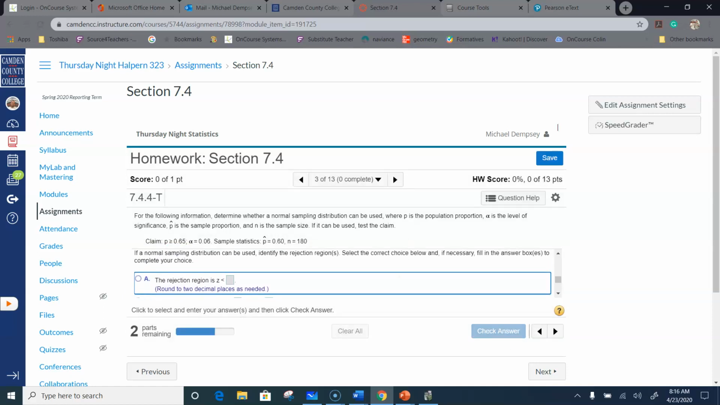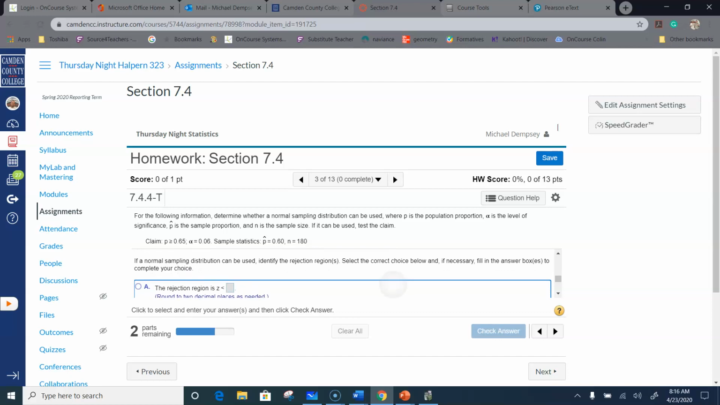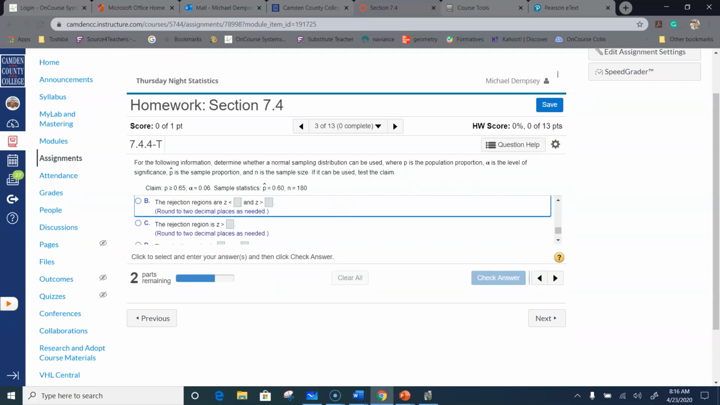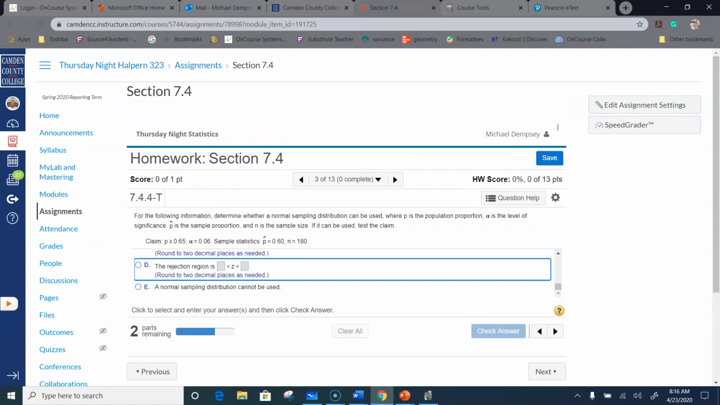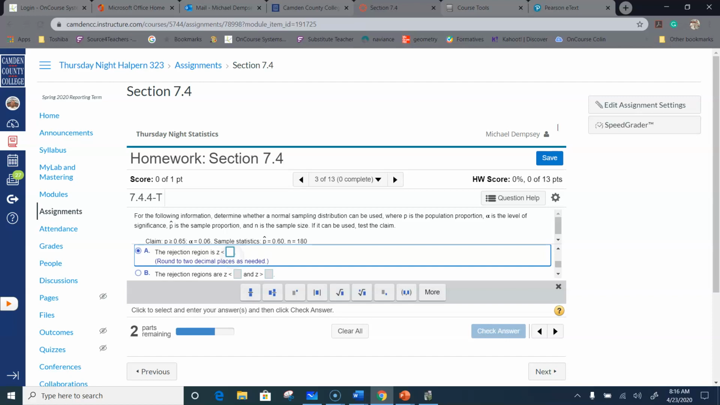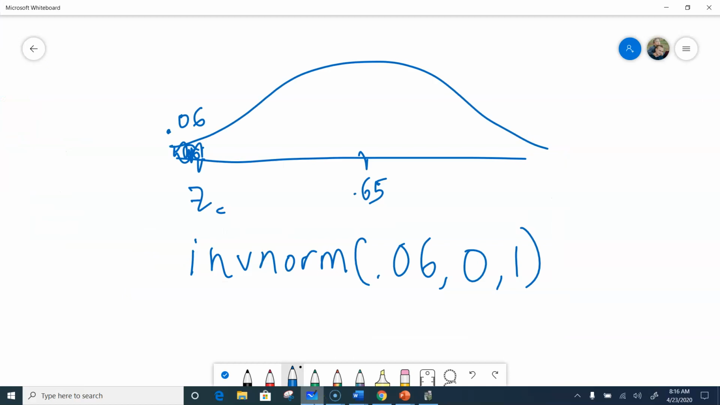And it looks like we still have more pieces to this question here. If a normal sampling distribution can be used, identify the rejection region. So the rejection region is what I just graphed on there, right? We're going to reject it if z is less than what I just drew up here, negative 1.55. That's our rejection region, just like I drew it here. We just found that this would be negative 1.55, right?